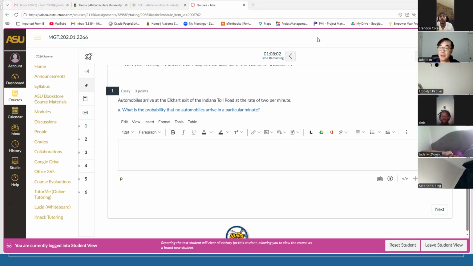Okay, automobiles arrive at an Elkhart exit of the Indiana toll road at the rate of 2 per minute. So in a certain time, we can count how many cars arrive or pass. So it is now a Poisson distribution. First you determine what distribution you should use. This question is about Poisson distribution.